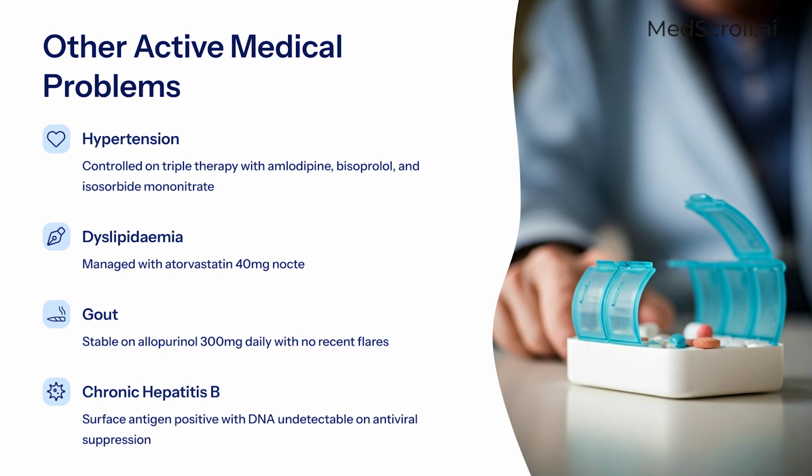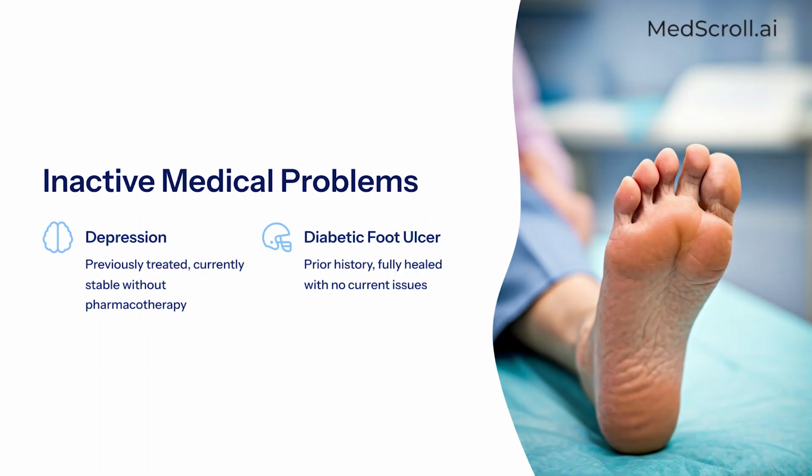Peripheral neuropathy secondary to diabetes. Chronic hepatitis B carrier status. Surface antigen positive with DNA undetectable on antiviral suppression. History of depression, previously treated, currently stable without pharmacotherapy. Prior diabetic foot ulcer fully healed.